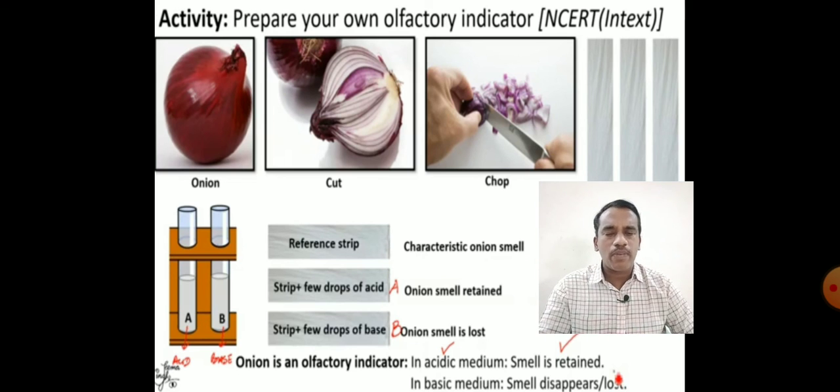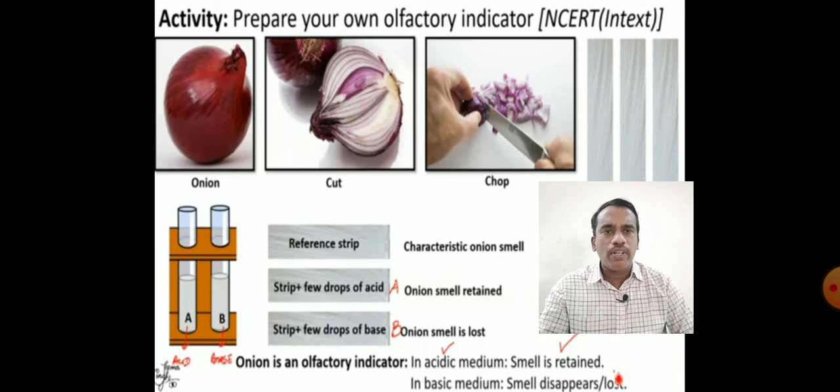Acids will retain the smell of the onion, but in the basic medium the smell is not observed or disappears. So if you don't get any smell of the onion after placing the drops of base on the cloth strip, then we can say it is a basic compound. These are the two main observations.